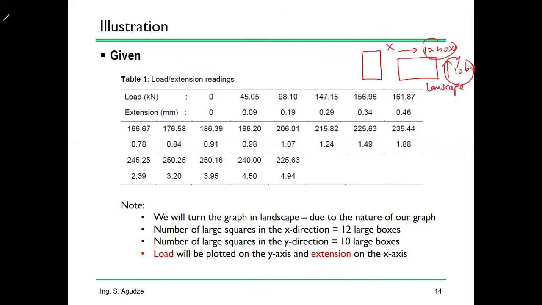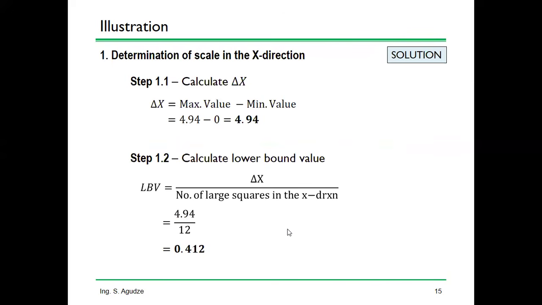Now, let's see how we'll deal with our scale. We want to determine the scale in the x direction. In the x direction, we have to calculate our change in x, which I told you is maximum value minus minimum value. And remember, this one is the extension. In the previous slide, we established that the maximum is 4.94 and the minimum is 0. So when you subtract 0 from this value, you get 4.94.